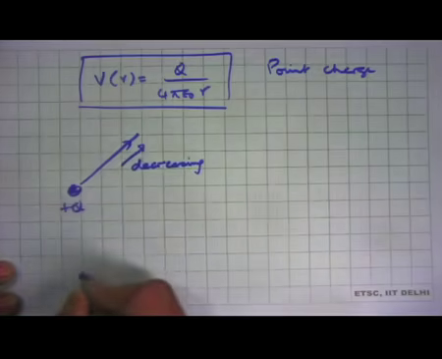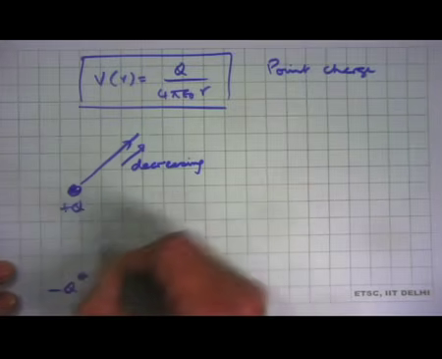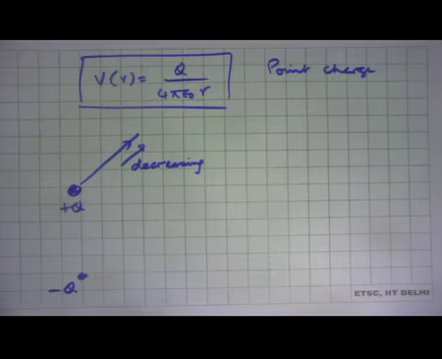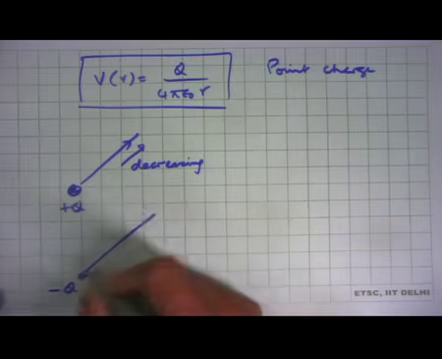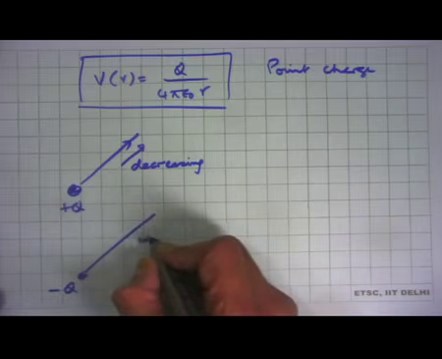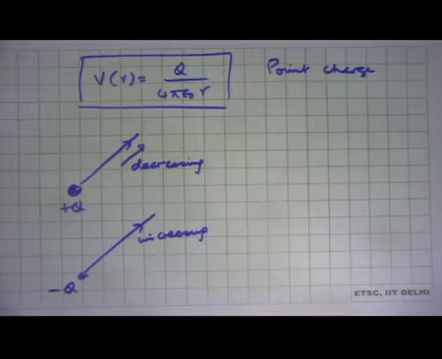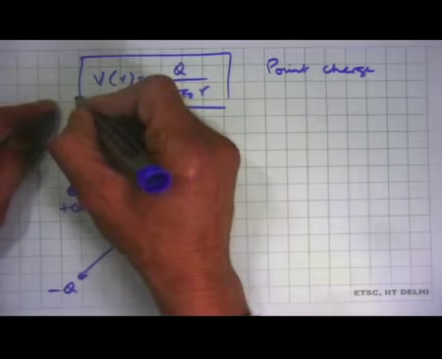For a negative charge, if I move along the same direction, the potential will be increasing. So, it depends on the sign of the charge whether the potential increases or decreases as you move away from the charge. This is the potential for a point charge.